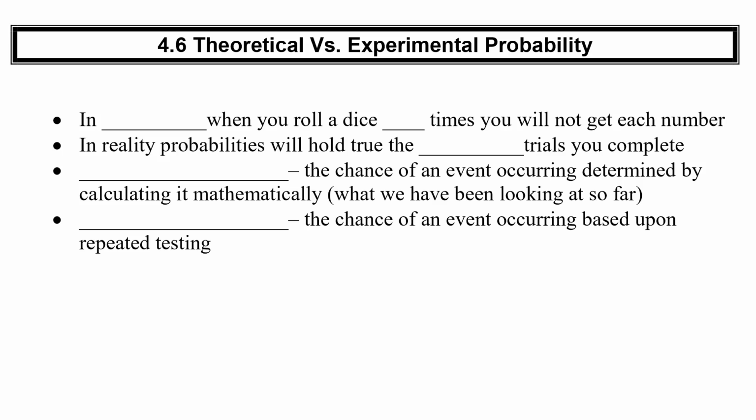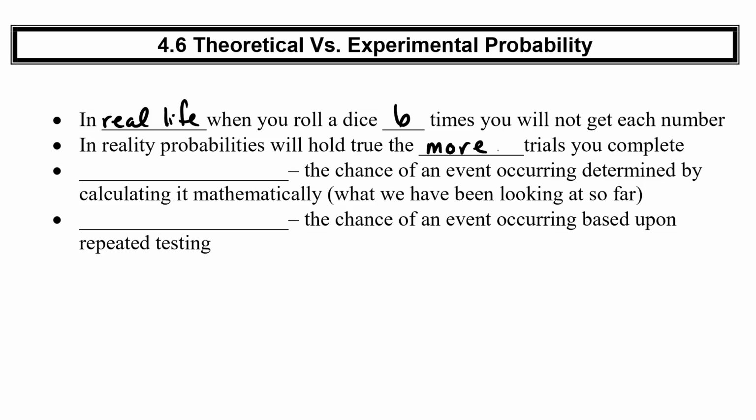4.6, theoretical versus experimental probability. In real life, when you roll a dice 6 times, you're not going to get each number once. So say you roll 6 times, you could get 3 2 times, or you could get 5 3 times. However, in reality, probabilities will hold true the more trials you complete.